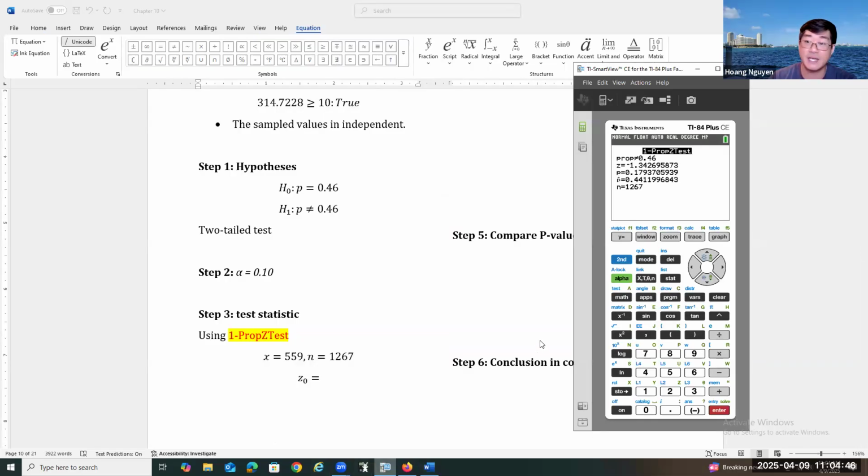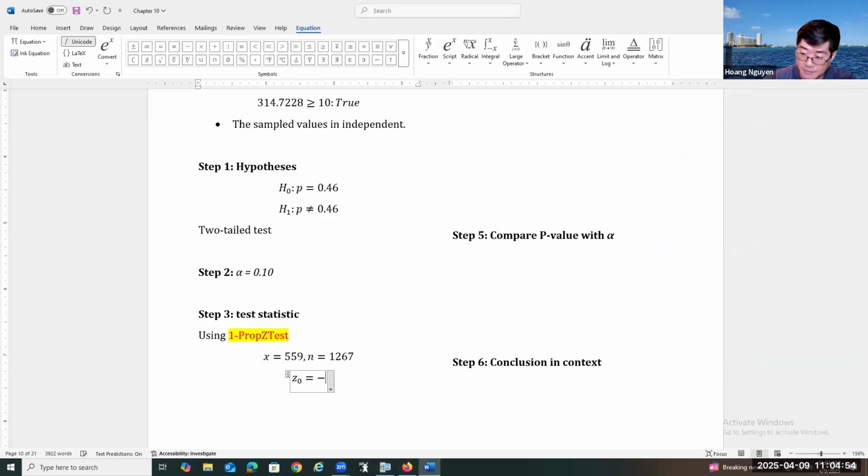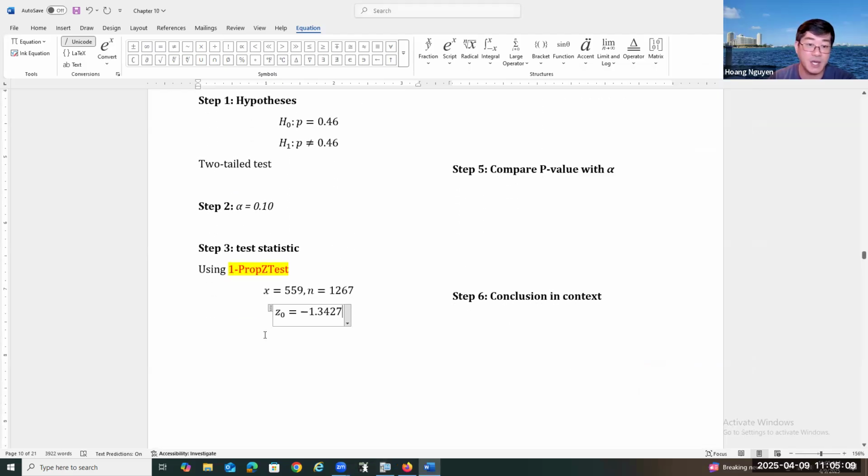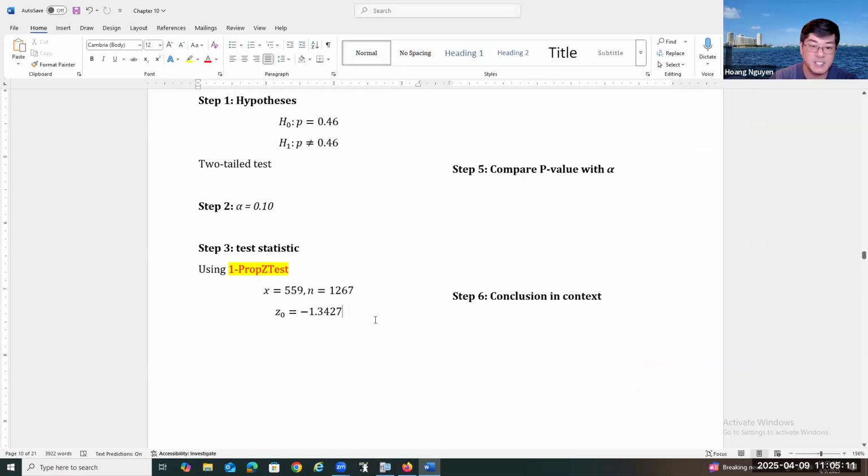So what's the answer for the test statistic? The test statistic is negative 1.3427, right? So that's the answer for the test statistic, z sub 0. That's the z right here. And then the shortcut, the 1 proportion z-test, also gives you the answer for the p-value, right?